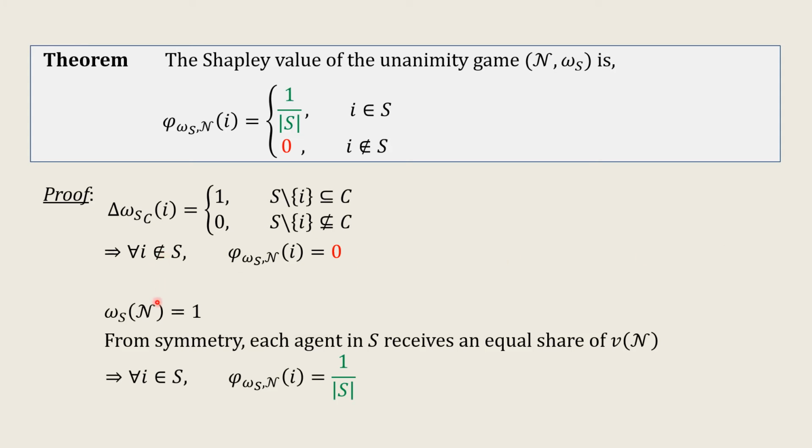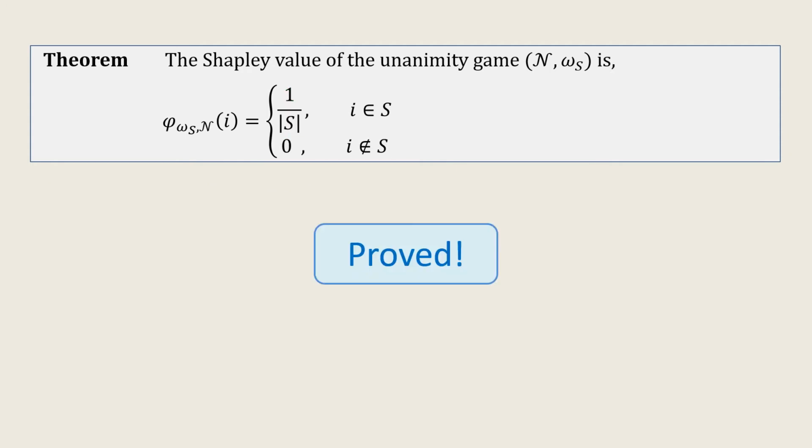Now let's look at the second situation here. For all the agents I that belong to S, from symmetry, since their marginal contributions are all equal, each agent must receive exactly the same share of the total value, which is actually 1 in this case. Whence each such agent I, which belongs to S, has a Shapley value of 1 over the size of S, which is this part. So we proved the theorem.